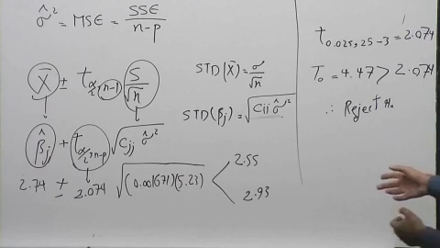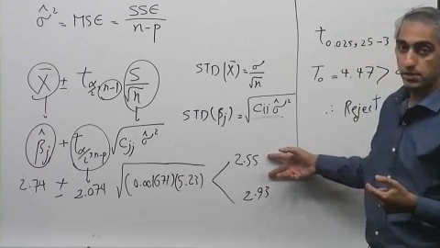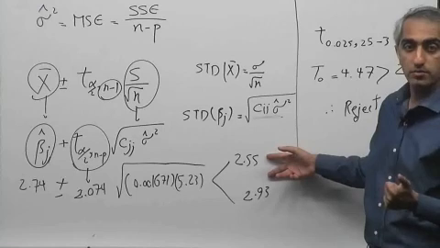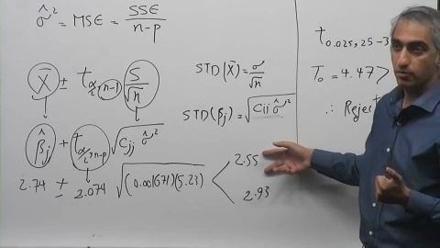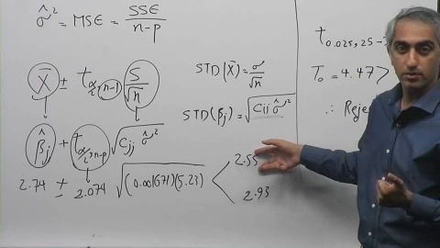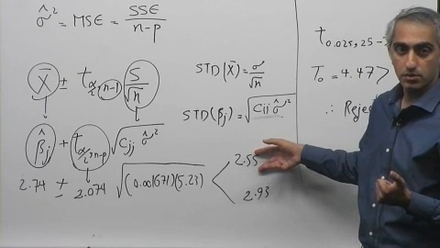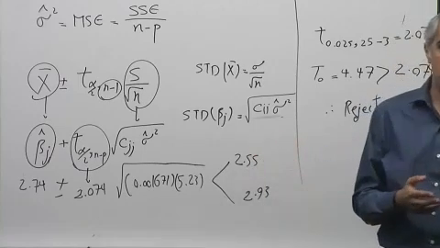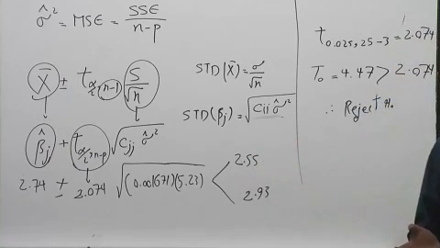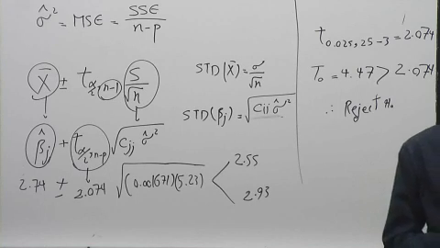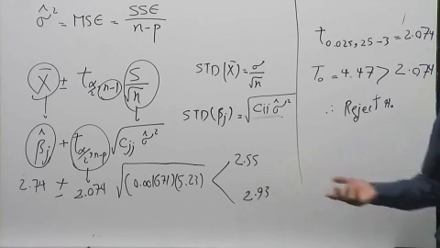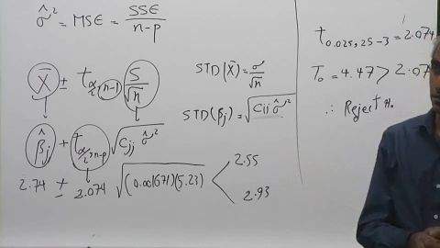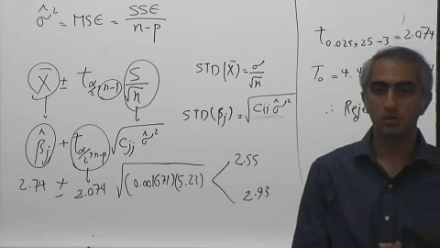Now, if I ask you, based on this confidence interval, can you tell me whether beta 1 is significant or important or not? It's significant. Why? Because it doesn't include 0. You remember we can do hypothesis testing using confidence intervals. If it doesn't include 0, then we can say H null should be rejected. This does not include 0. Therefore, beta 1 is also important. Any questions?